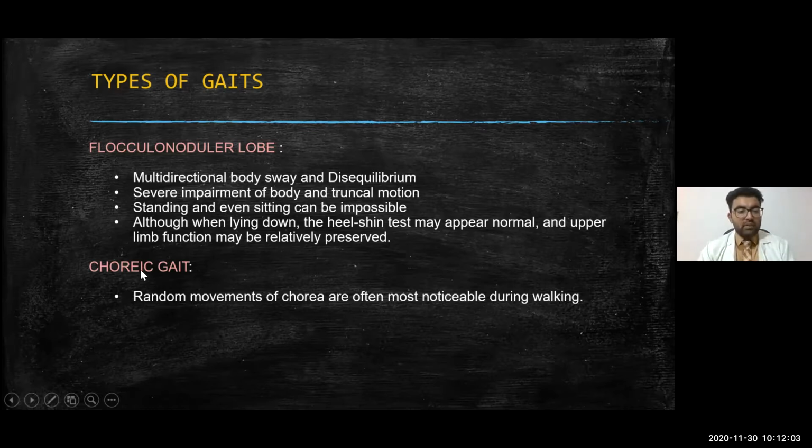Another type is choreic gait. You will find the random movements of chorea, which are often most noticeable during walking, which we usually find in Huntington's chorea.